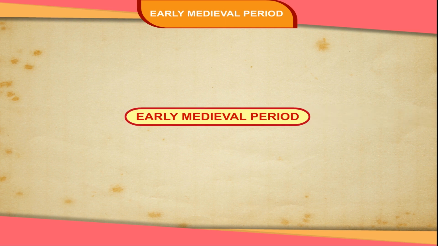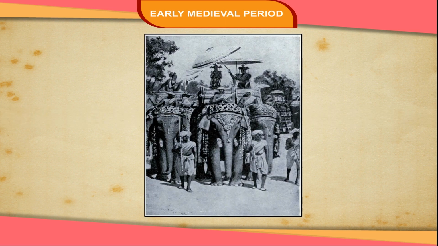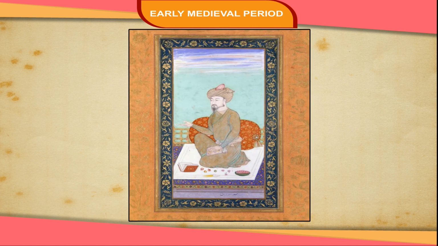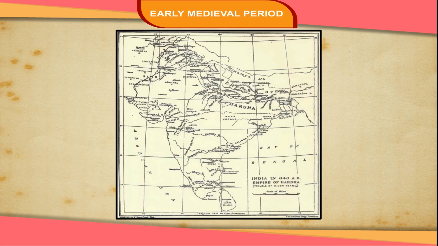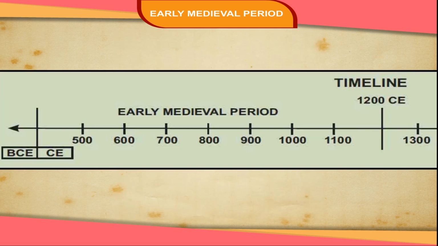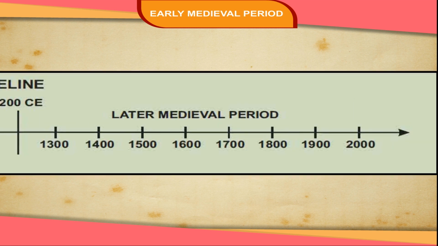Early medieval period. The medieval period in India starts with the decline of Harshvardhan dynasty in the 8th century and lasts till the 18th century, witnessing the decline of the Mughal Empire. The medieval period has again been divided into two sections: early medieval period, 8th to 12th century, and later medieval period, 13th to 18th century.